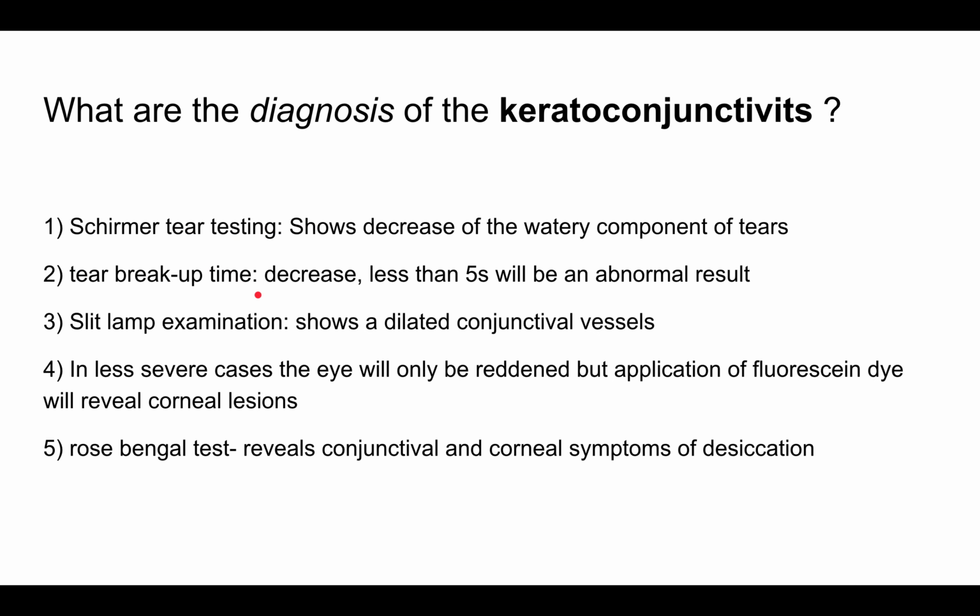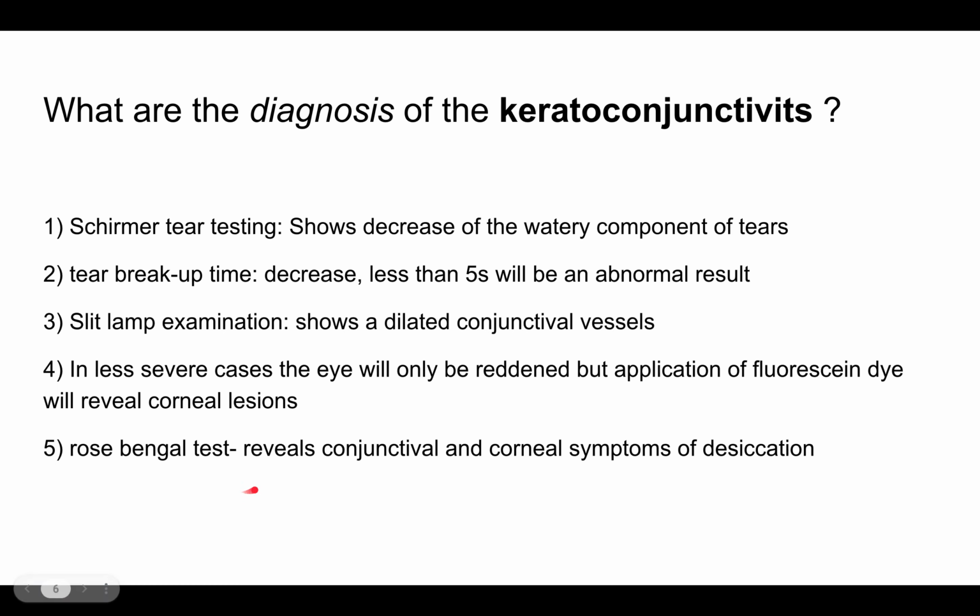Breakup time is more of a quality test. You have to make sure you give them a fluorescent dye, and from the first blink, any break in that dye would identify that this person has dry eye. The breakup time is approximately 15 seconds. Next thing, slit lamp examination. Look for dilated conjunctival vessels. In less severe cases, the eye would only be reddened, but application of the fluorescent dye would reveal some sort of corneal lesions. How about the Rose Bengal test?